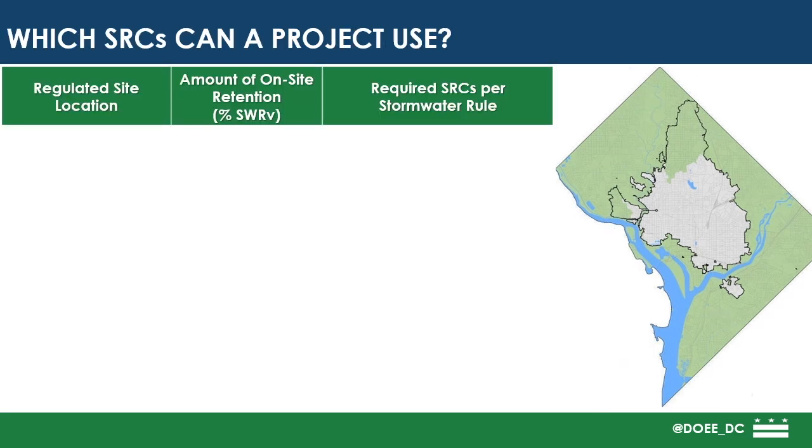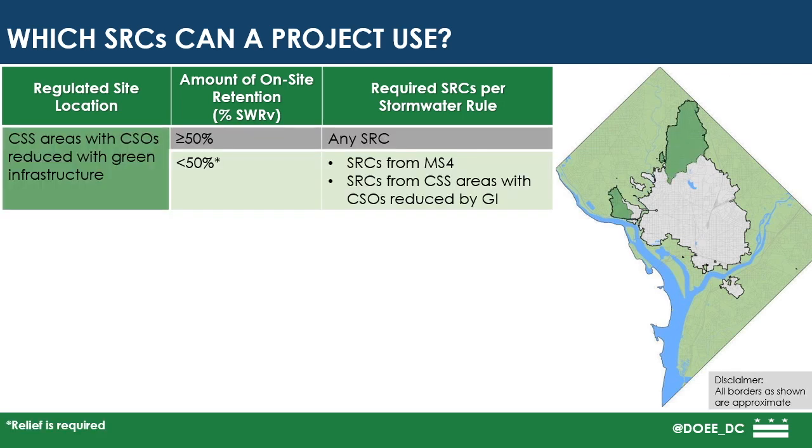This table summarizes which SRCs you're able to use based on your project's location. Projects in the green area of the CSS can use any SRC if they meet at least 50% of their SWRV on site and will need to use either MS4 SRCs or green CSS SRCs if less than 50% of their SWRV is met on site. Again, you do need to request relief in order to do less than 50% on site.